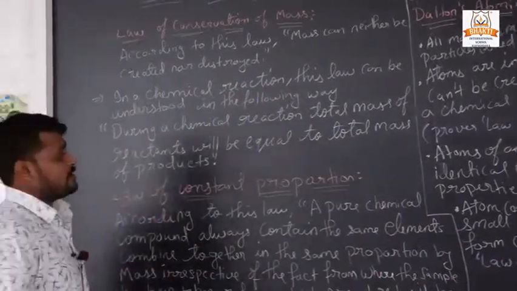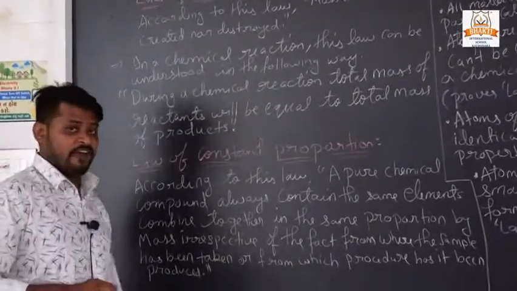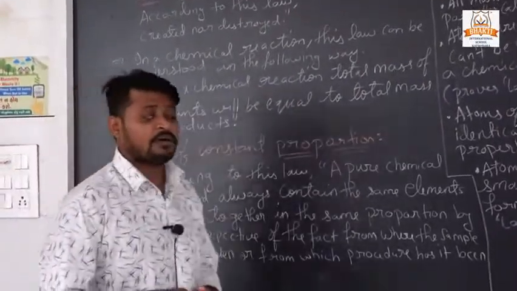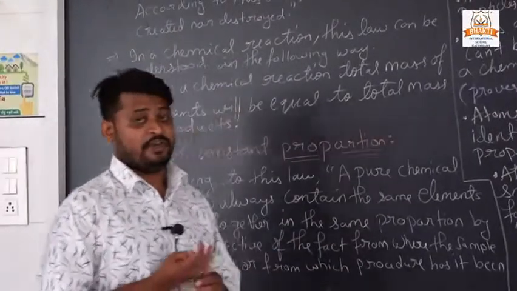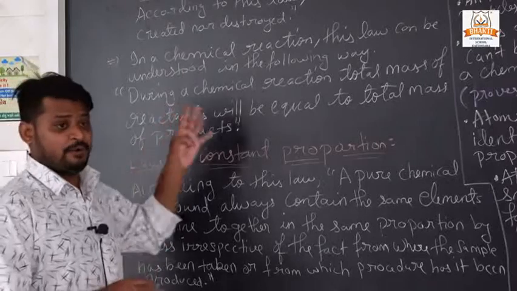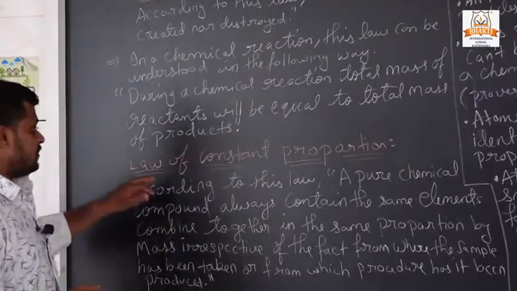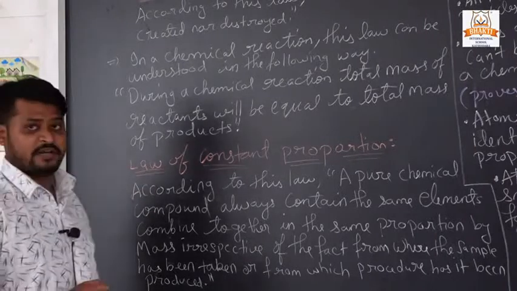During a chemical reaction, the total mass of reactants will be equal to the total mass of products. When we are doing chemical reactions, we have to balance the reactants and products because of the law of conservation of mass. And another topic is the law of constant proportion.